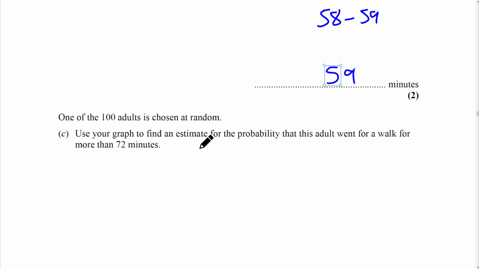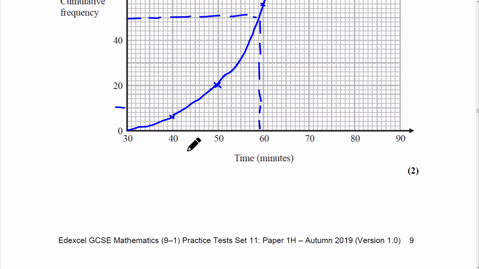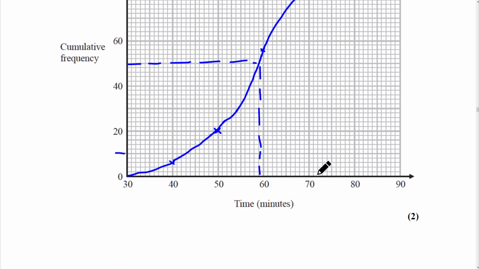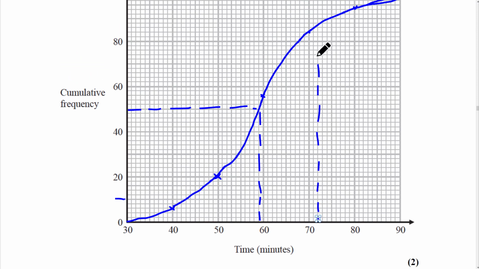One of the 100 adults is chosen at random. Use your graph to find an estimate for the probability that this adult went for a walk for more than 72 minutes. So 72 is here. Let's do a better dotted line than me.